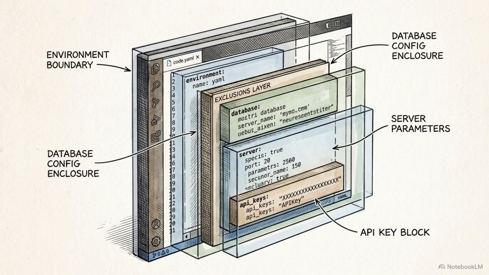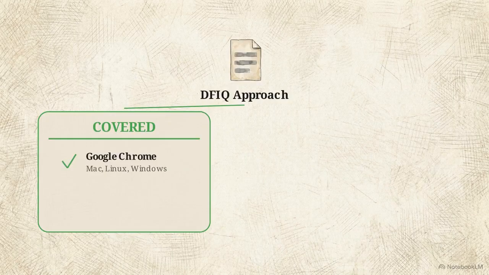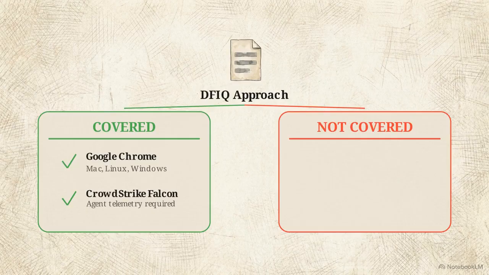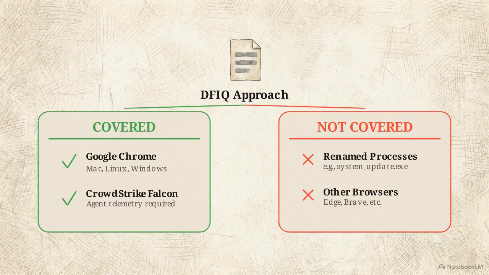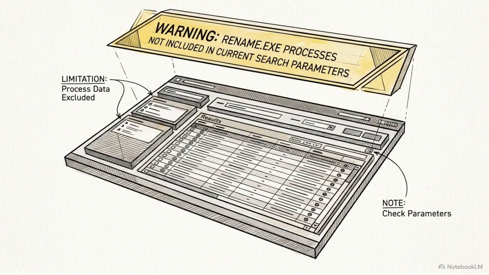But DFIQ goes a step further by enforcing rigorous boundary setting. It uses explicitly declared covered and not covered tags. This approach explicitly states that it only covers Chrome installations on Mac, Linux, and Windows hosts running a CrowdStrike agent. The documentation also strictly defines what it does not cover, such as renamed Chrome processes or other Chromium variants like Edge or Brave. Defining what a search tool cannot do is just as important as what it can. It prevents investigators from assuming they have full visibility and falling victim to false negatives.